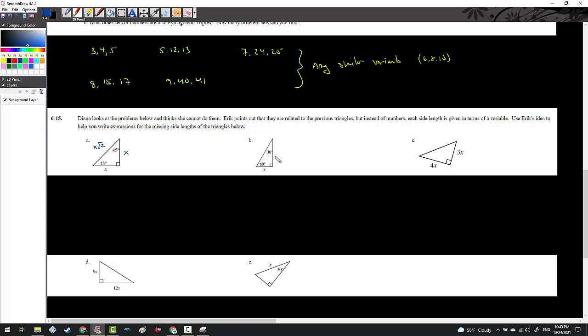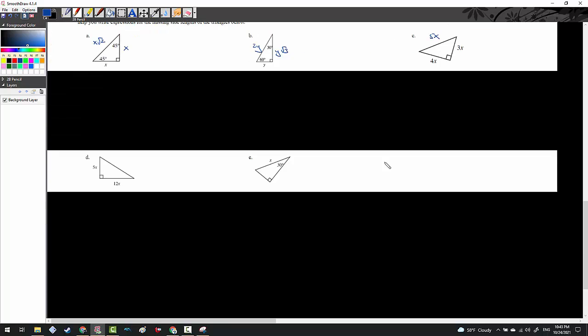30, 60, 90: opposite the 30 is y, opposite the 60 is y rad 3, and opposite the hypotenuse would be 2y. Looks like we're dealing with a Pythagorean triple here, so this will be 5x, right? 3, 4, 5, scale factor is x. And then again, 5, 12, 13, which means 13x here. Just multiply each side by x, no worries.